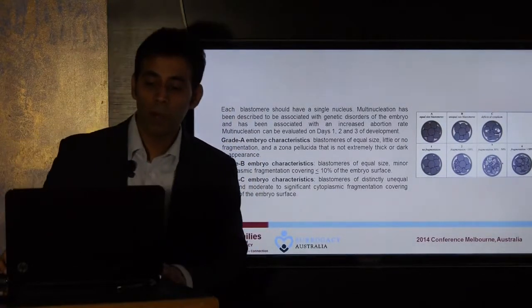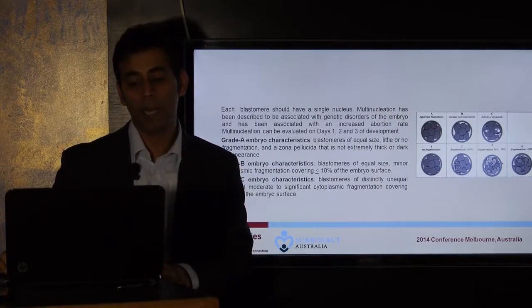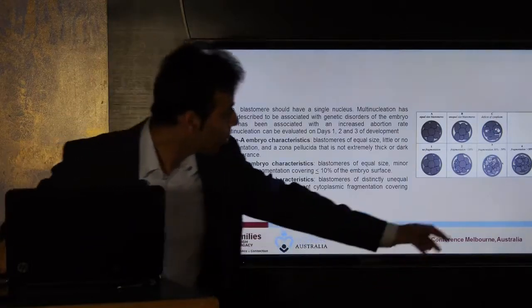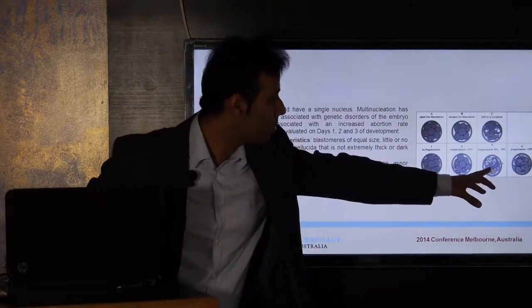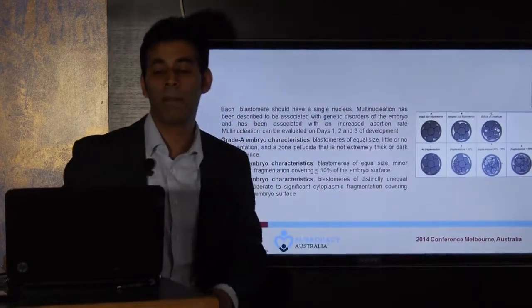A grade C embryo, again the blastomeres of distinctly unequal size and moderate to significant cytoplasmic fragmentation covering more than 10% of the embryo surface. So here again the fragmentation is between 30 to 50%, and here more than half of the embryo is fragmented.